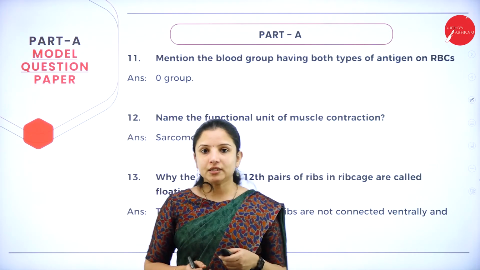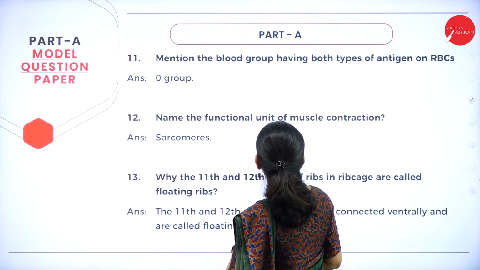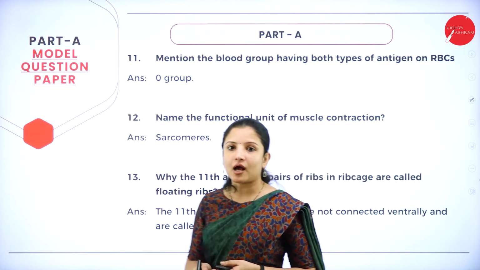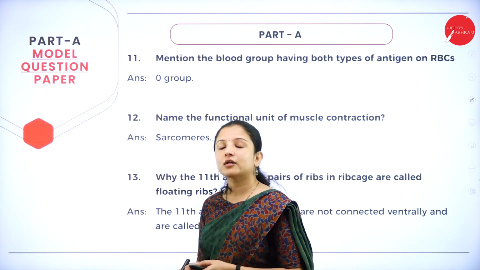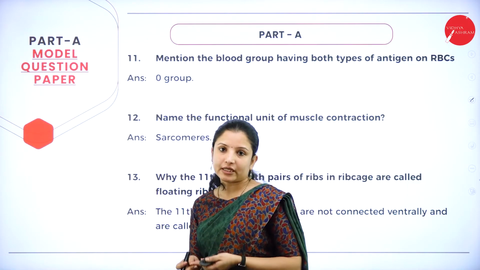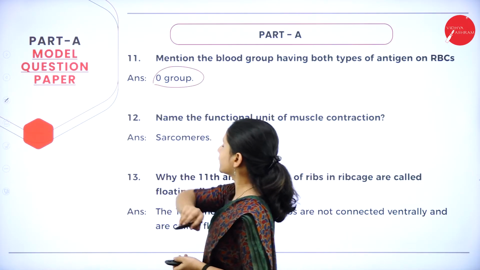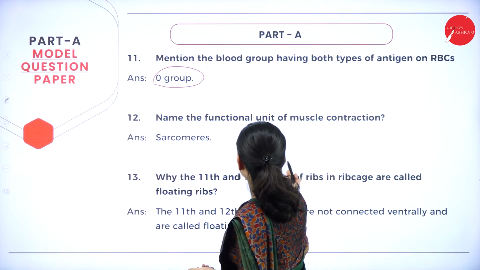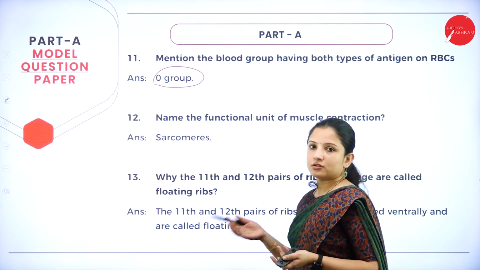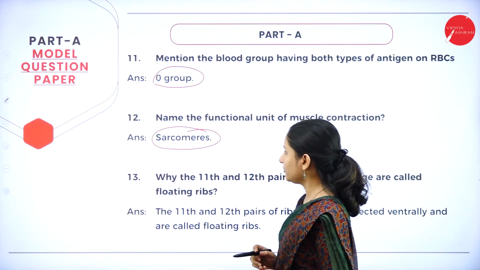Moving on to the next question: mention the blood group having both types of antigens on RBC. So what are the antigens? It is A and B, right? So what is the blood group that has both types of antigens on the RBC? Here you can see they have just answered it in one word. Next, name the functional unit of muscle contraction. That also they have mentioned in just one word: sarcomere.